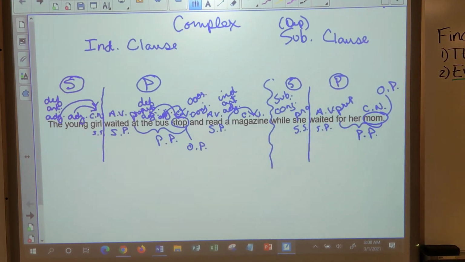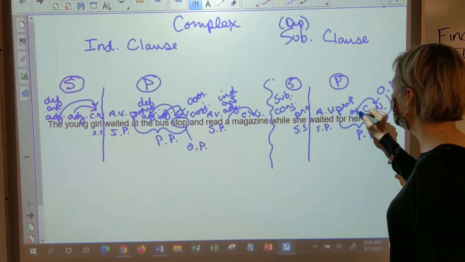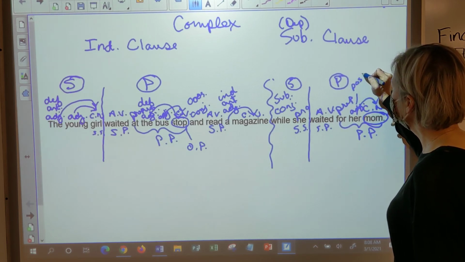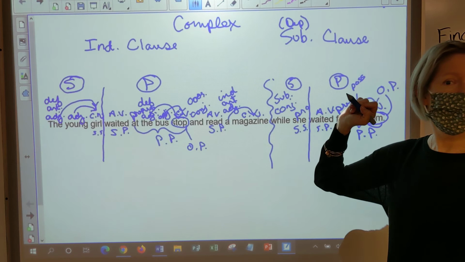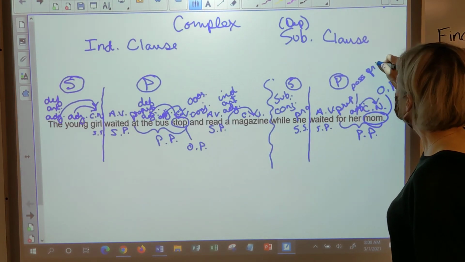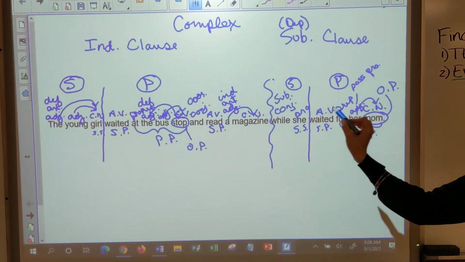Now we're gonna get tricky. Ella, what is "her" in "her mom"? Adjective. It is acting as an adjective, but it's also a possessive what? Anybody? Pronoun. But it is acting as an adjective. Alright, we got a couple things we need to do here. I think we've labeled everything, right?